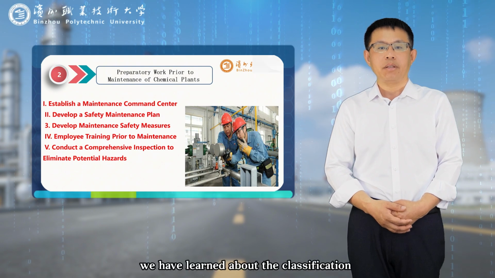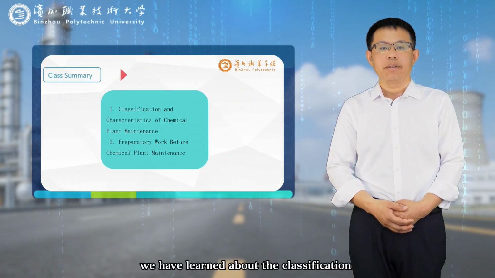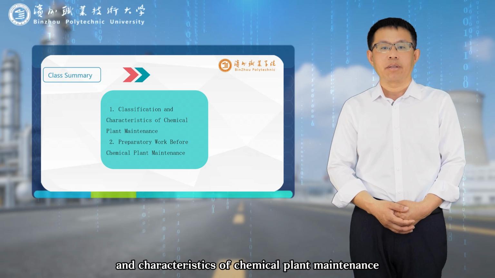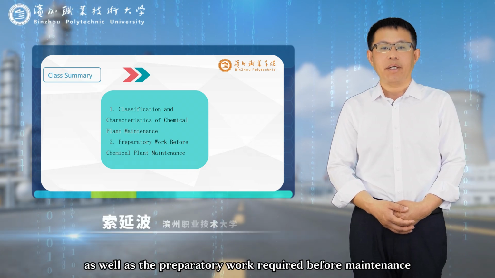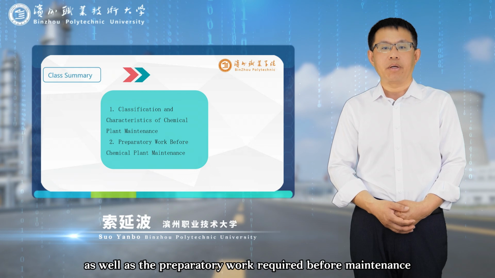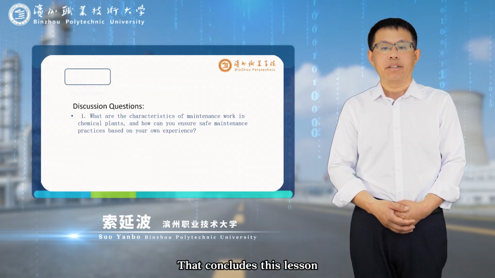In this lesson, we have learned about the classification and characteristics of chemical plant maintenance, as well as the preparatory work required before maintenance. That concludes this lesson.